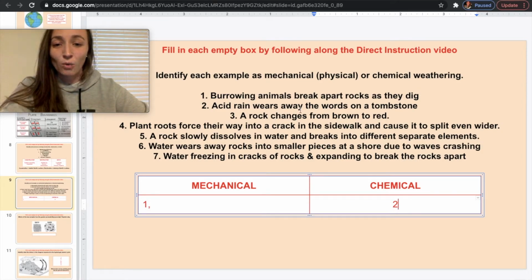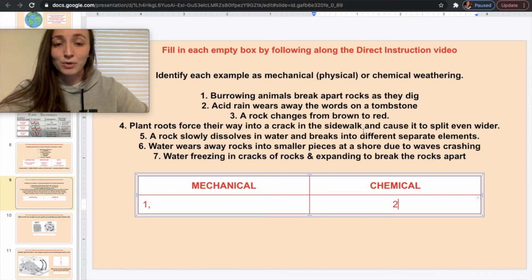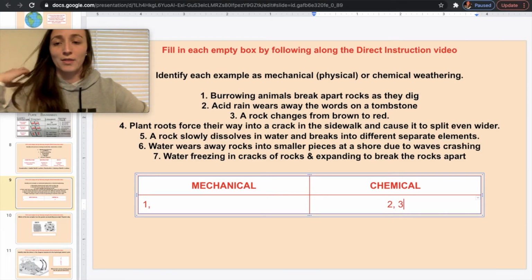Number 3 says a rock changes from brown to red. Now, this part we barely touched on when we talked about soil, but I want to make sure this is really solid in our brains. If you see a color change, that's probably going to be chemical weathering. Think about when we talked about oxidation, how if enough oxidation happens to a car where it changes the color on an older car, oxidation meaning it just reacts with the oxygen in the air, that is a color change. So that is always going to be your chemical weathering.